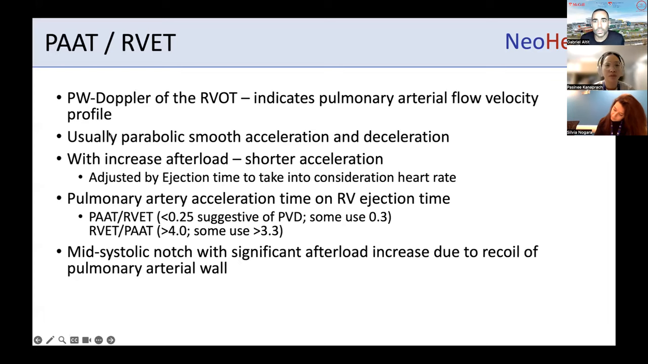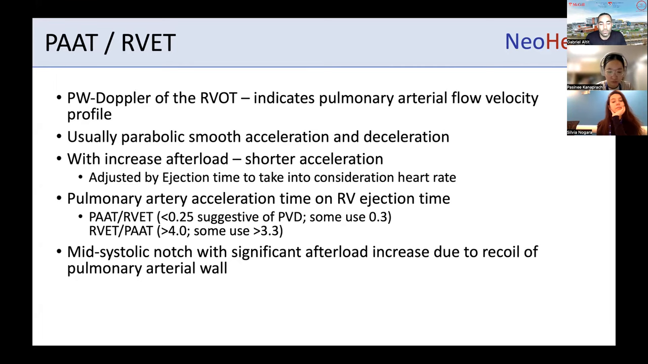Okay. So the pulse wave Doppler indicates pulmonary arterial flow velocity profile. It's usually a parabolic smooth acceleration and deceleration when you're in a normal context where the PVR are very low. And as you increase your afterload, you're going to start seeing shorter acceleration. So we in neonatology and pediatrics will have a tendency to adjust it to the ejection time, because they typically will have very fast heart rates. But in adults, you're going to see that they just measure the pulmonary acceleration time.